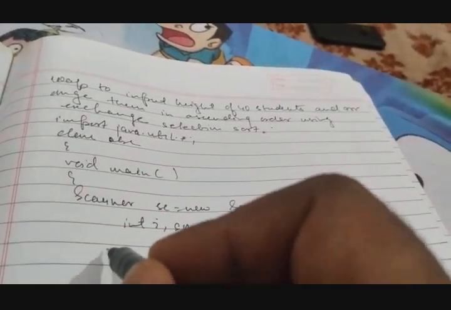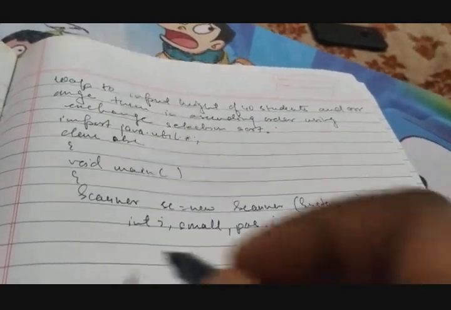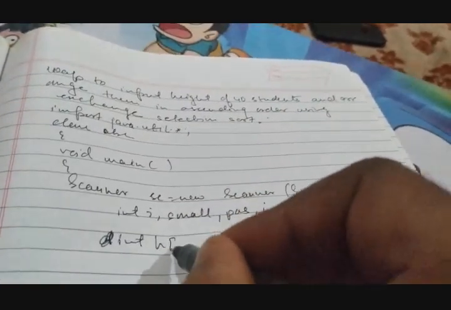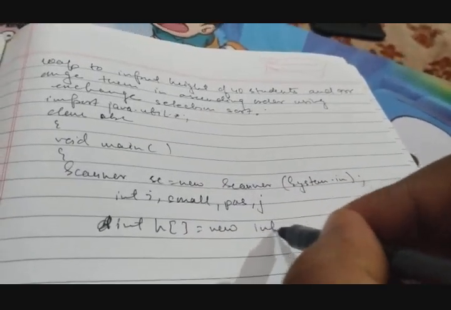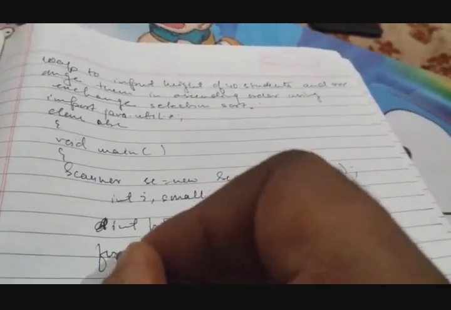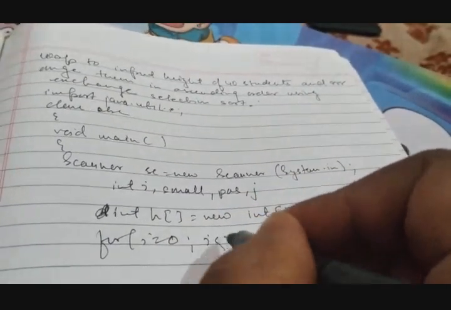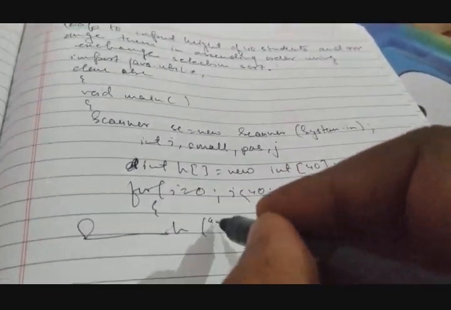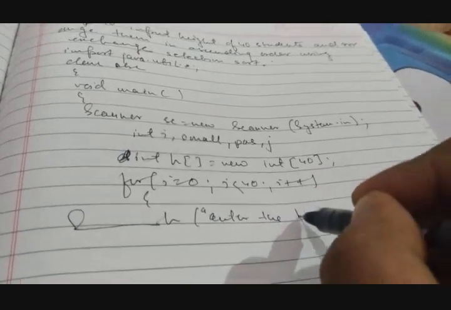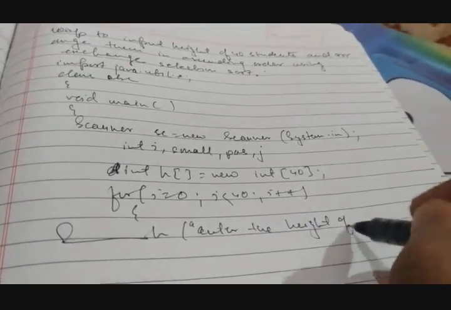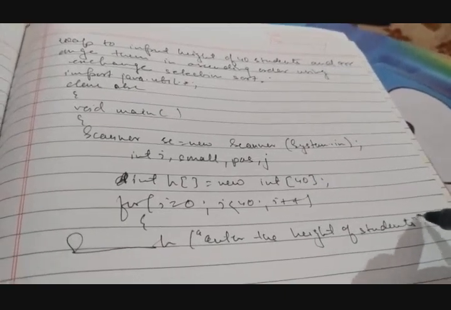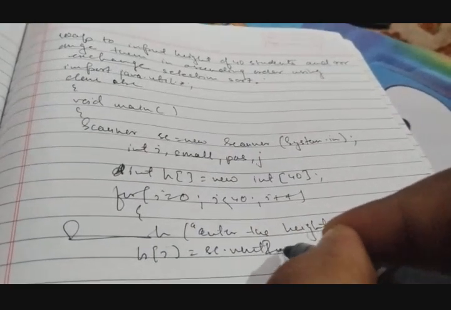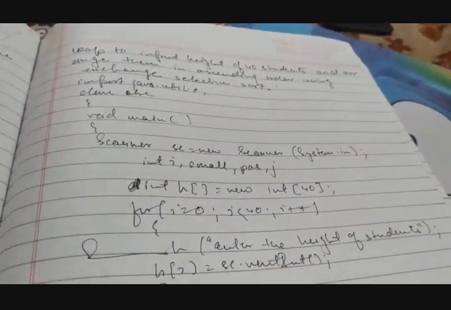So height: int height array equals to new int 40, for i equals to 0, i less than 40, i plus plus, sop enter the height of students, h of i equals to sc dot nextInt method. Close.